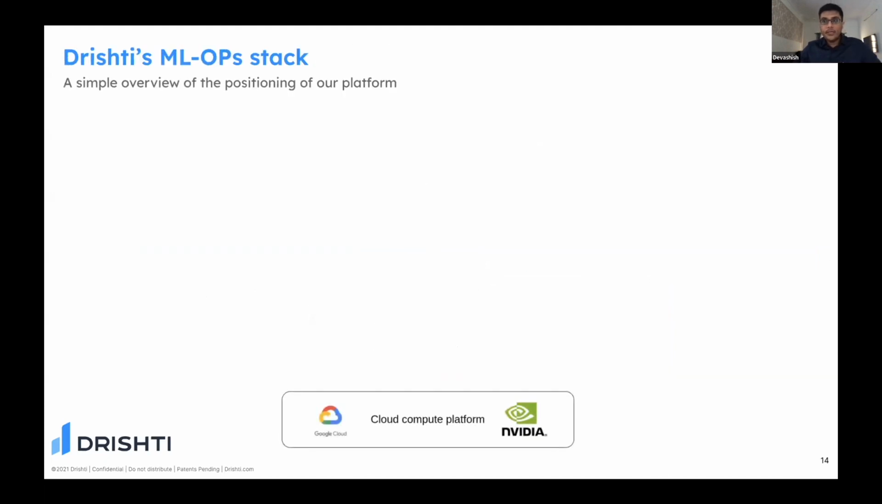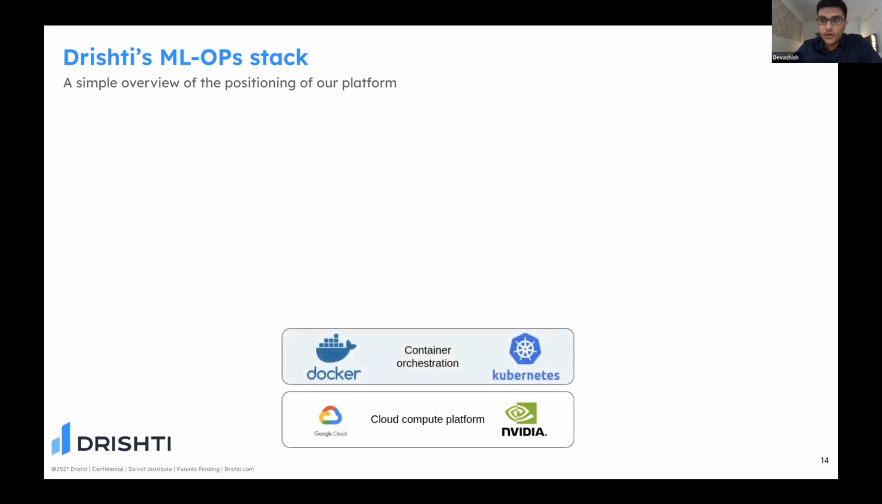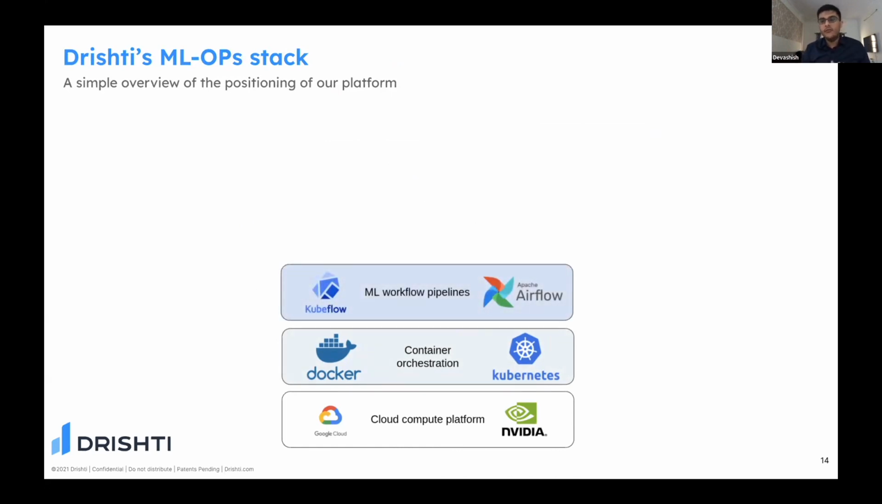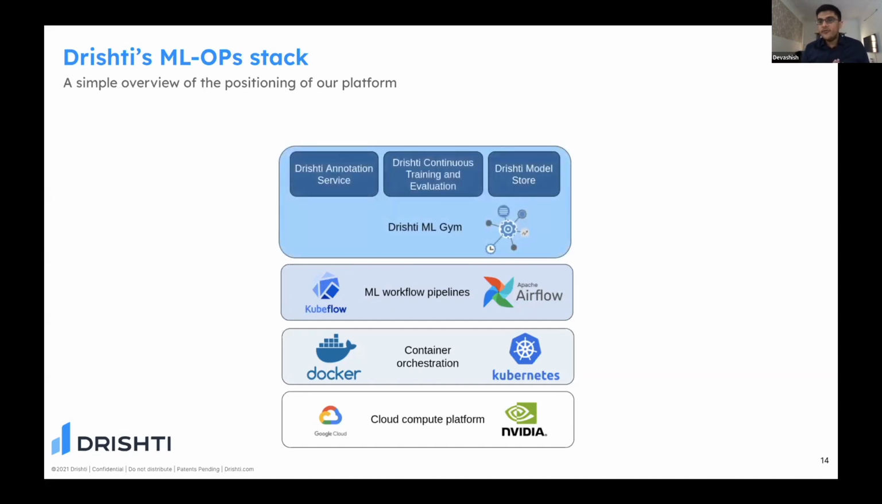This is a simple overview of our ML ops stack. We use GCP and NVIDIA GPUs. On top of that, we do containers, so everything is Docker containers with Kubernetes, on top of which we have deployed the rest. We use Kubeflow, which is workflow pipelines on top of Kubernetes, used for training the models. On top of that, we have Drishti MLGym, where we have the annotation service, the continuous training, and the model store, where the models are stored. And on top of that, we have the monitoring service, where you have Redash and Grafana, where you can see all the metrics. We also have a CLI that is currently used for training the models.